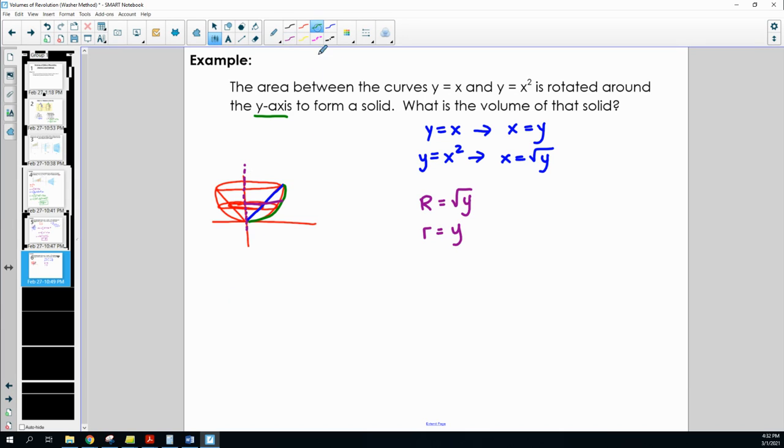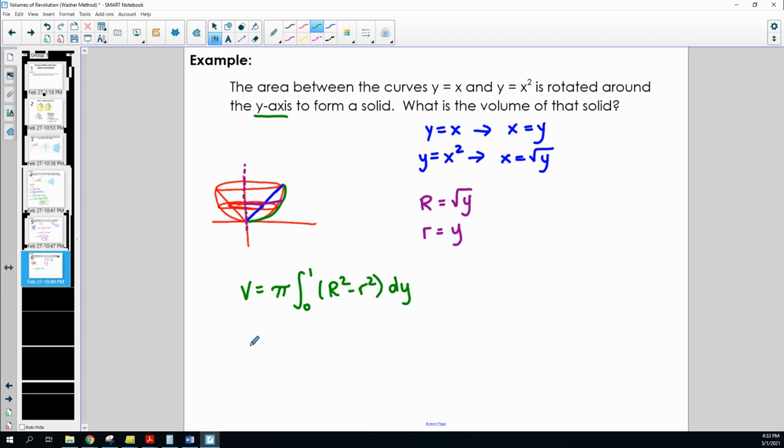So when I go to find my volume here, I'm going to set it up as pi times the integral. My lower limit here is going to be the lowest y value, which is 0. My upper limit is going to be the highest y value, which is 1. And then we have big R squared minus little r squared. But now the width is going to be dy because we're doing this in reference to the y-axis.